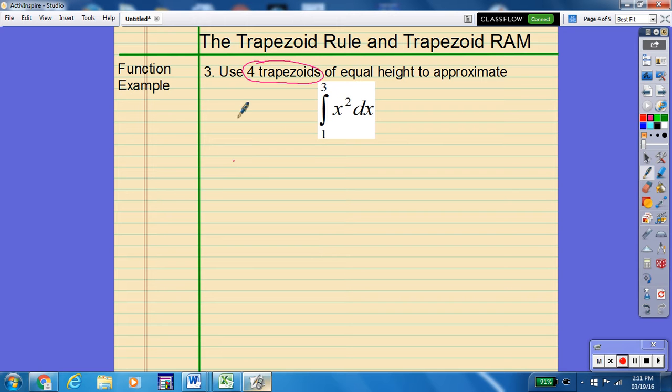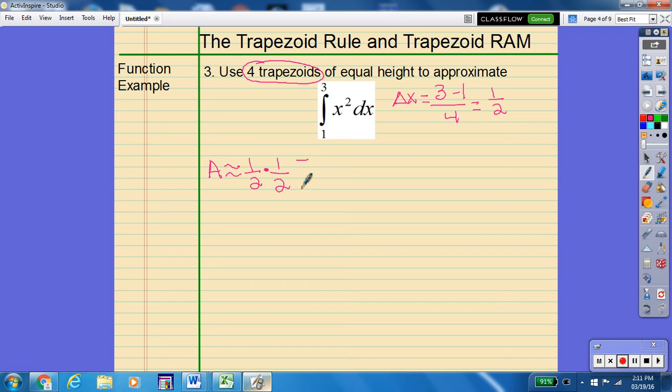So delta x is going to be 3 minus 1, the difference in the interval, and I'm going to divide that by 4. So I come up with 1/2. Okay? So my area is going to be given approximately by 1/2 times the height, or delta x, excuse me, 1/2.